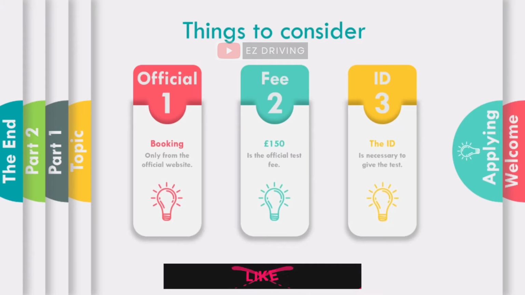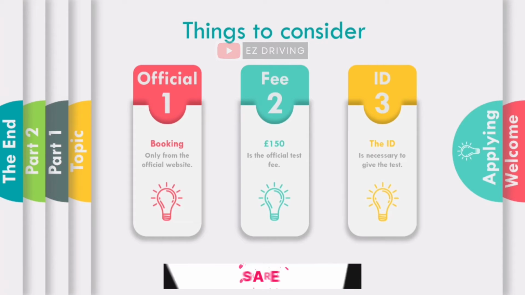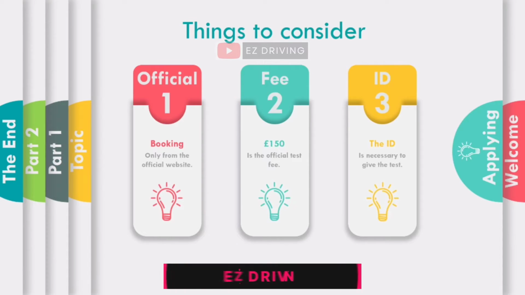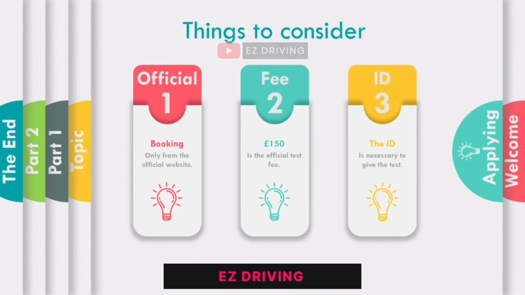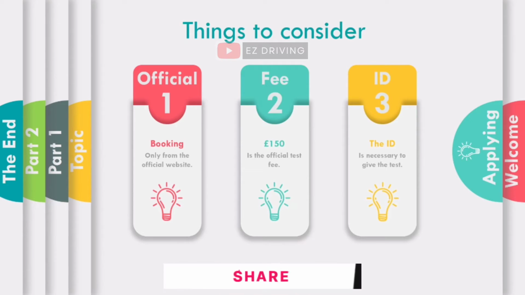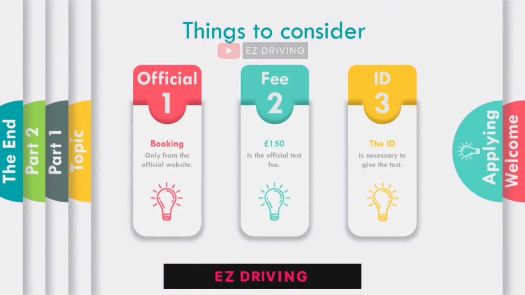And lastly, the ID you choose to book the test is very important because when you go to the test center on the day of the test, you will have to show the exact same ID that you used for the booking in order to give the test. If you don't present the same ID, you cannot give the test. So just keep in mind these three things. Book the test from the official website, you only have to pay £150, and lastly, make sure to take your ID with you to the test.